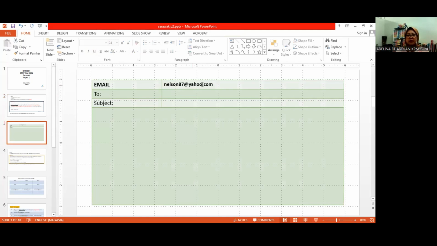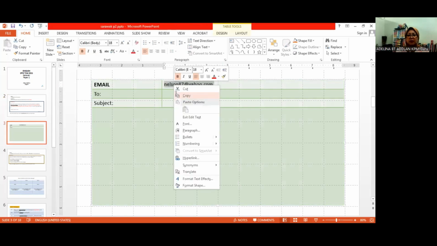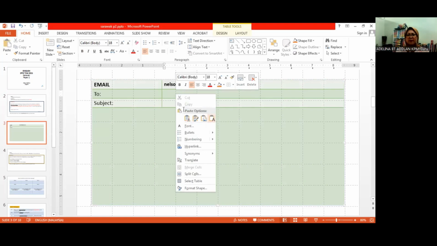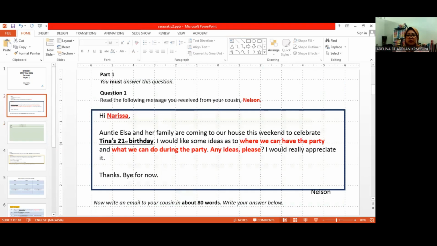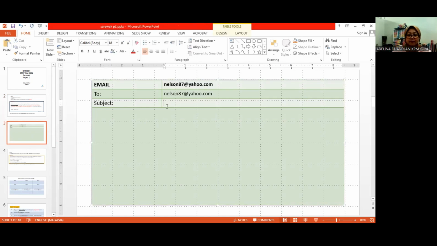putting the address here. Okay, so what you can do is you can just put this email address at who. Sometimes you will see templates like this. I think Sarawak is just doing this so that the students do not get confused. So for the subject, usually I will ask my students to just take any idea, just take the idea from the question. Okay, ideas for birthday or Dina's birthday celebration.